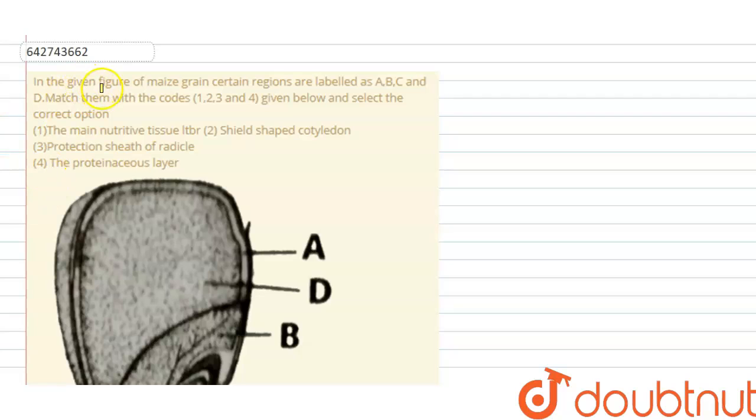Hello everyone. So the question says that in the given figure of the maize grain, certain regions are labeled A, B, C and D. Match them with the codes 1, 2, 3, 4 given below. Select the correct option.